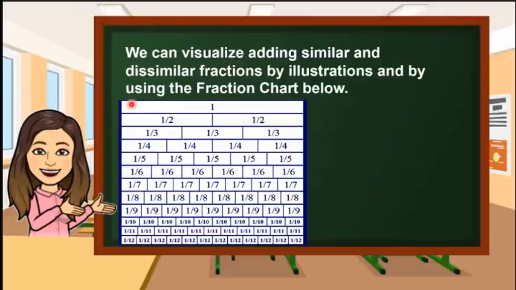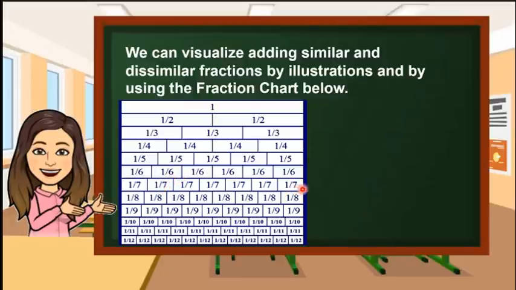Next, we have here 1/4. The whole is divided into 4. That's why each part has 1/4. Okay. Then the next one, the whole is divided into 5. So each part is 1/5. Next, the whole is divided into 6 parts. So we have 1/6 each of its part.